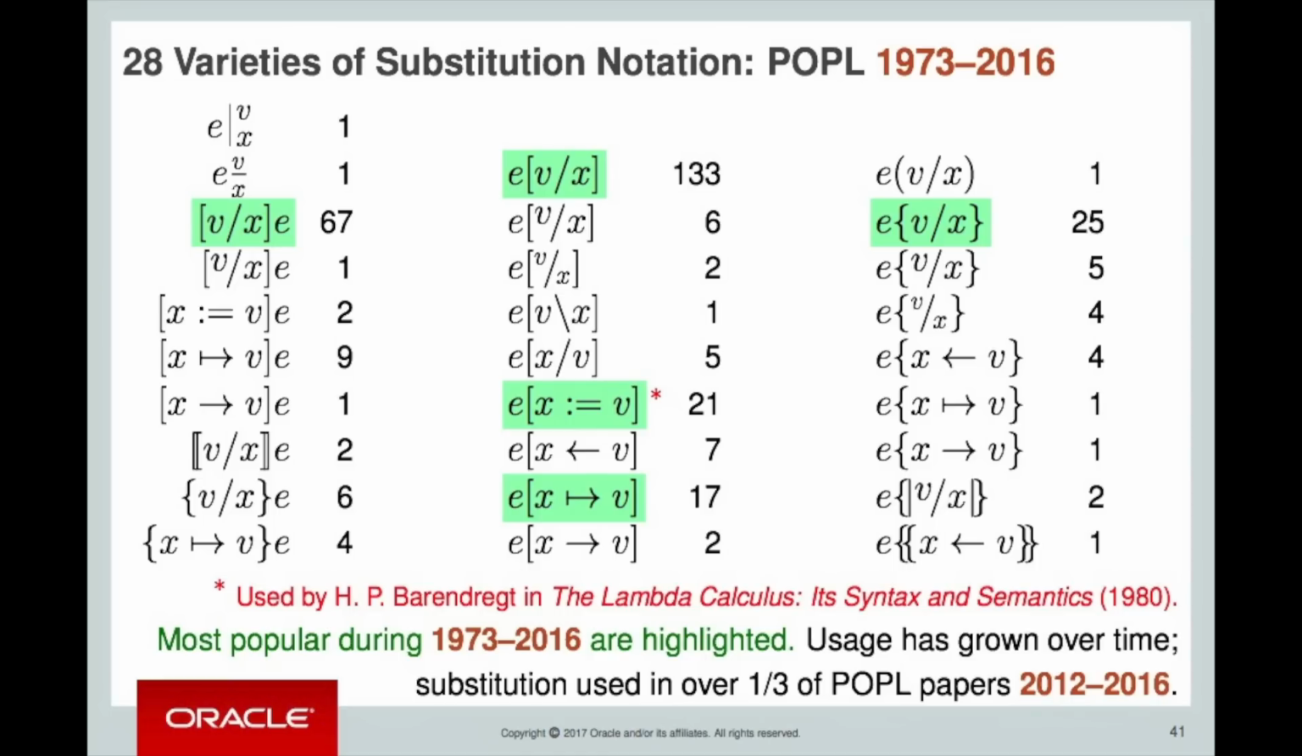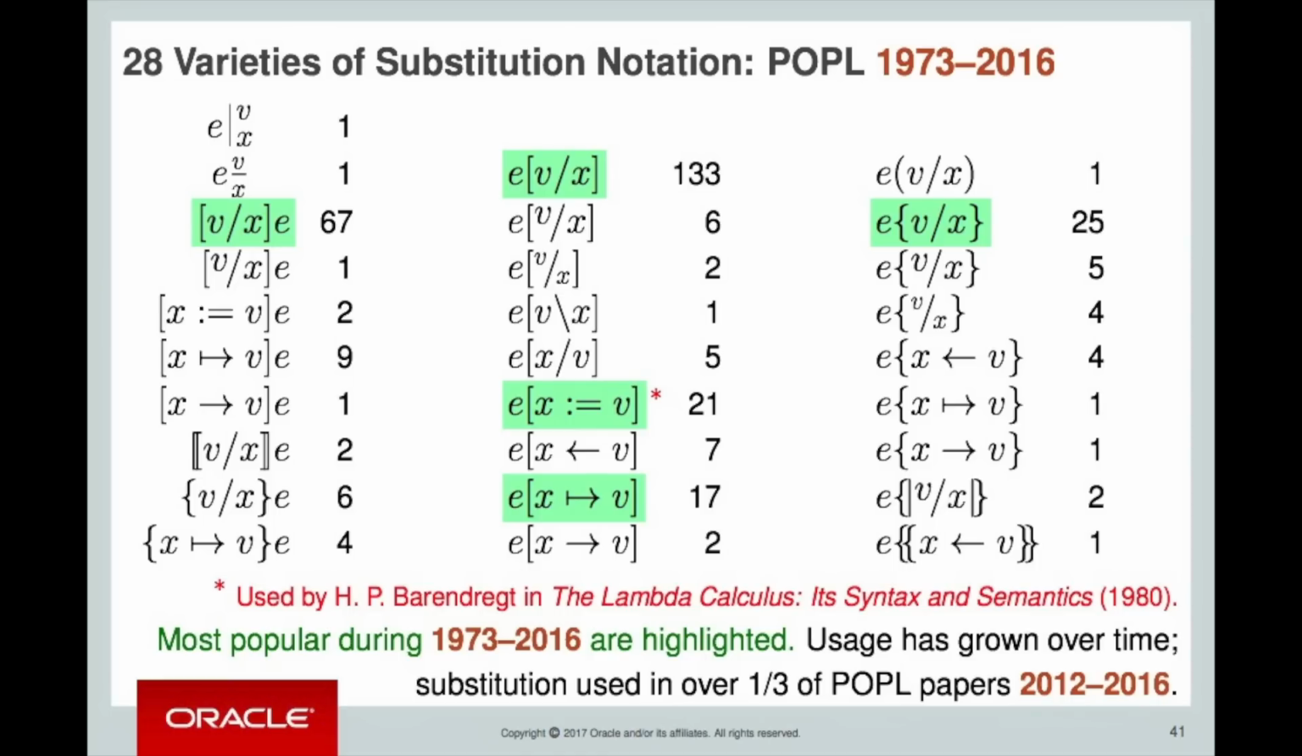Fourth most popular actually doesn't come into use in POPL till 1988. And I strongly suspect it was influenced by its use by H.P. Barendregt in his great book, The Lambda Calculus: Its Syntax and Semantics. That was published in 1980, and then 8 years later, we see his notation filtering into POPL. And then the fifth most popular is this one that uses the maps-to arrow.